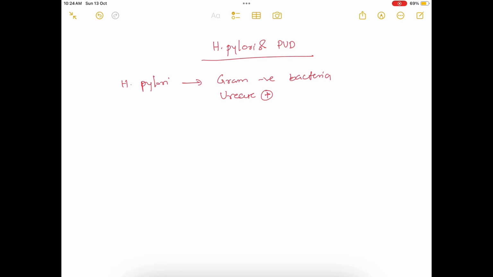Then most importantly, it has got two factors inside the bacteria, that is CagA and another is VacA. These are the ones that are causing the pathology, including adenocarcinoma of the stomach. So this is the microbiology of H. pylori.